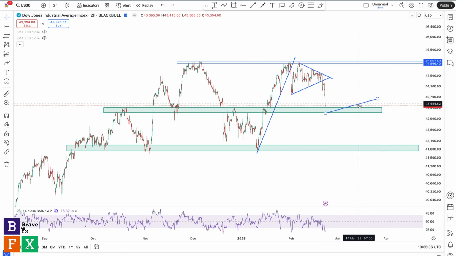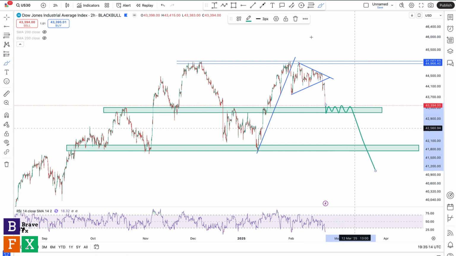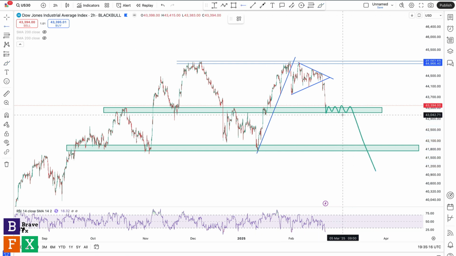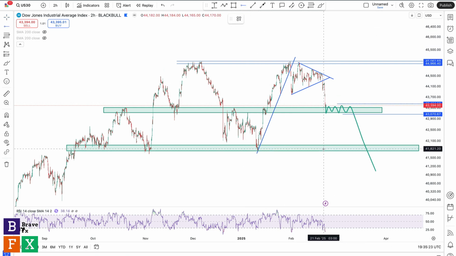Very, very important. So once more, I'm waiting for price to come properly into this area of value, consolidate a little, give us a bearish breakout as my confirmation to go short. Entry is going to be after the breakout. Stop loss is going to be above the breakout, at least to the consolidation. Take profit target is going to be around this area of value.